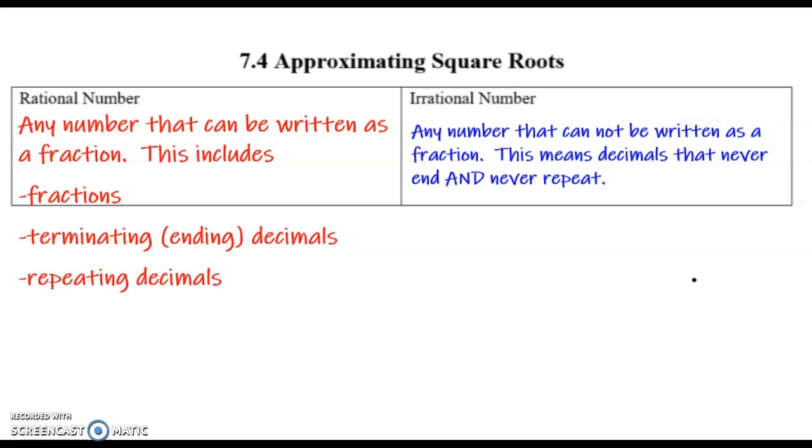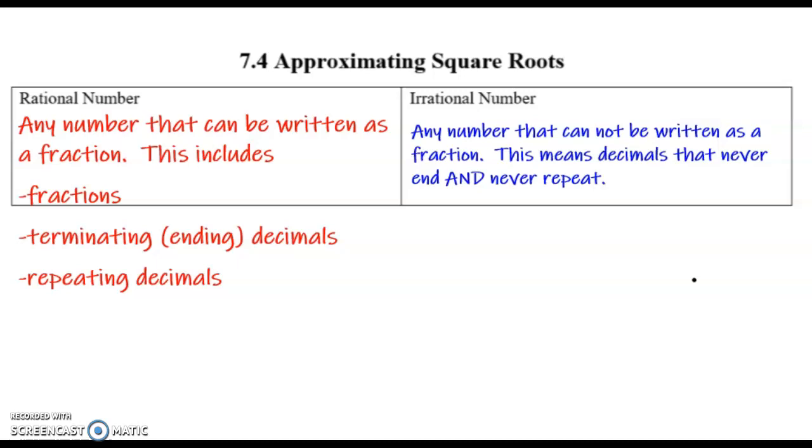So it could be a fraction, it could be a terminating decimal, so a decimal that ends, like 3.5, or it could be a repeating decimal, like 3.9999999. That's also a repeating decimal, and that's also a rational number. Fun fact, anything that repeats is always over 9. So if it's 0.44444, that's 4 ninths. So just so you know that.